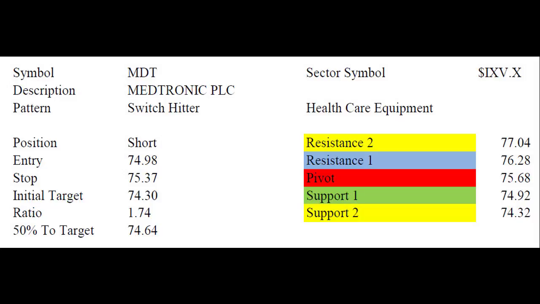So here we see that we had a planned entry on this one, $74.98. We had a 75.37 stop loss, a 74.64 50% to target level, and a 74.30 target. Let me tell you what all those levels mean and how they're used over the course of the session.